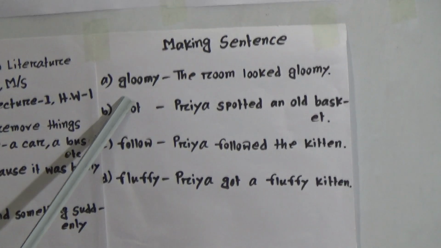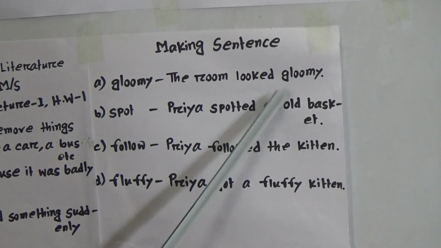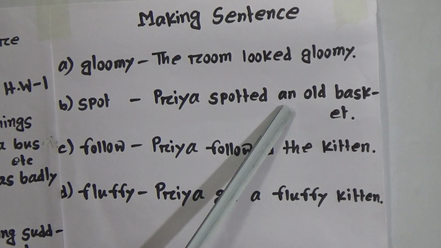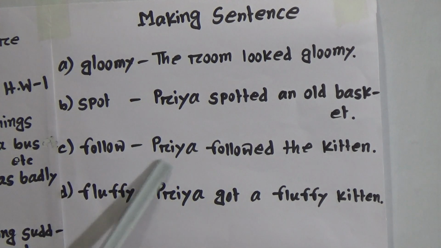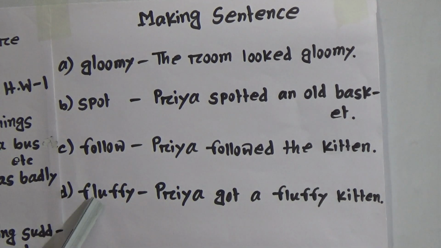Now we have make sentence, or making sentences. Look, gloomy: The room looked gloomy. Spot: Priya spotted an old basket. Follow: Priya followed the kitten. Fluffy: Priya got a fluffy kitten.